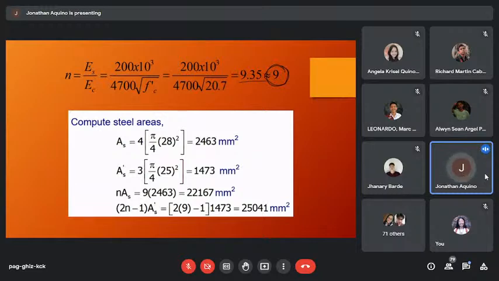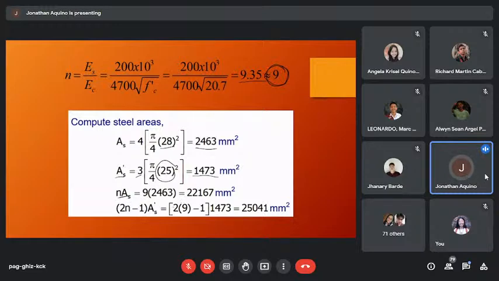Then for the compression steel, AS and AS prime, so for the tension steel, the area of 4 20 diameter bars is equivalent to 2,463 millimeters squared. And the compression steel AS prime is equal to the area of 3 25 millimeter bars. So just simply equal to 1,473 millimeters squared. Then we convert the tension steel to equivalent concrete, which is equal to NAS.